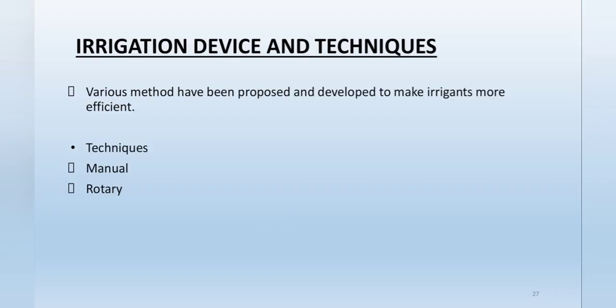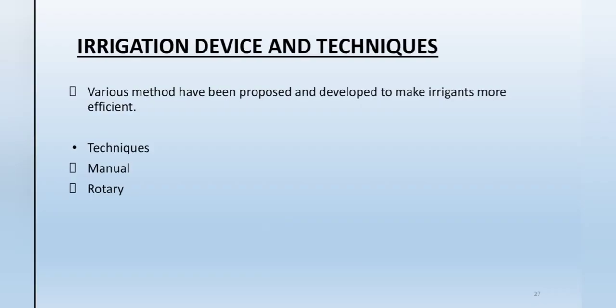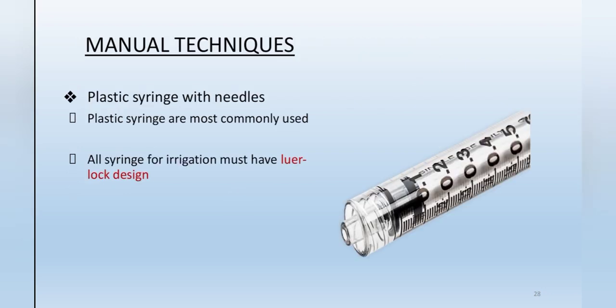Then irrigation devices and techniques. Two techniques are there, manual and rotary. In manual techniques, the plastic syringe is most commonly used. All syringes for irrigation must have a leak lock design. What we use in our day-to-day practice, the syringes are all leak lock designed, that is male part on female part. There is no leakage or seepage of fluid from the syringe.